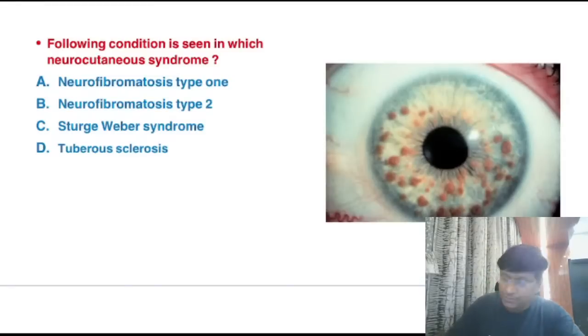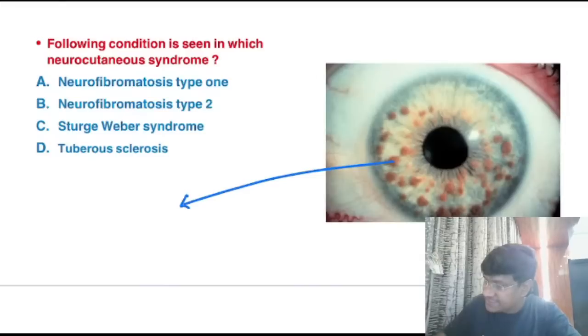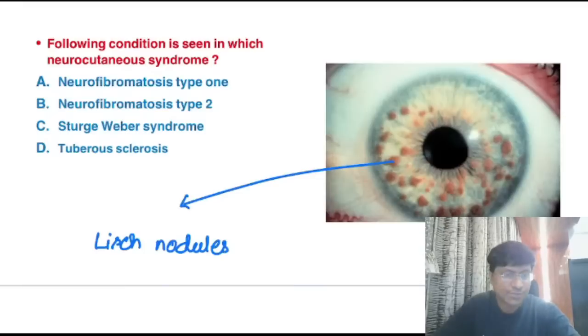Right, so very good. So what exactly are these? These are the Lisch nodules, right? Now, where exactly do you see these Lisch nodules? No, Sapna, it is not neurofibromatosis type 2. It is in neurofibromatosis type 1.